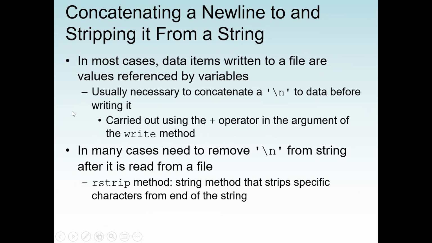So in most cases, data items written to a file are values referenced by variables. So usually it's necessary to concatenate a new line to data before writing it. We can carry this out using the plus operator in the argument of the write method. Also, in many cases, we need to remove the new line, the \n, from a string after it is read from a file. In this case, we are going to use a method named rstrip. So rstrip normally removes the new line from a string after we have read it from a file.